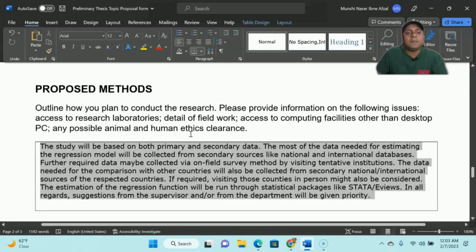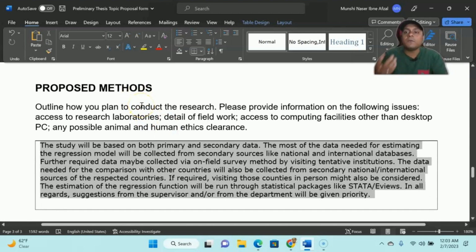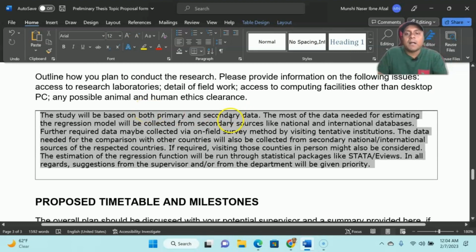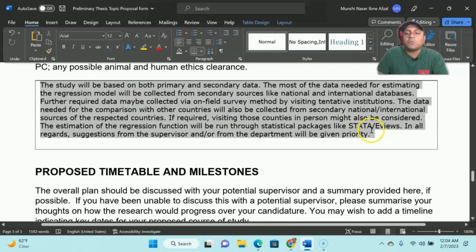Okay, and the proposed methods, what is the proposed methodology I'm going to study. I can see what my proposed study is, and I also mentioned the packages, software, whether it is a survey or secondary data, all those things I already mentioned over here.